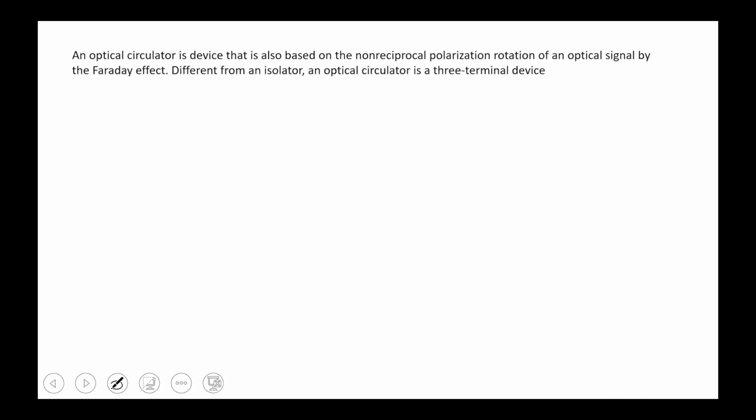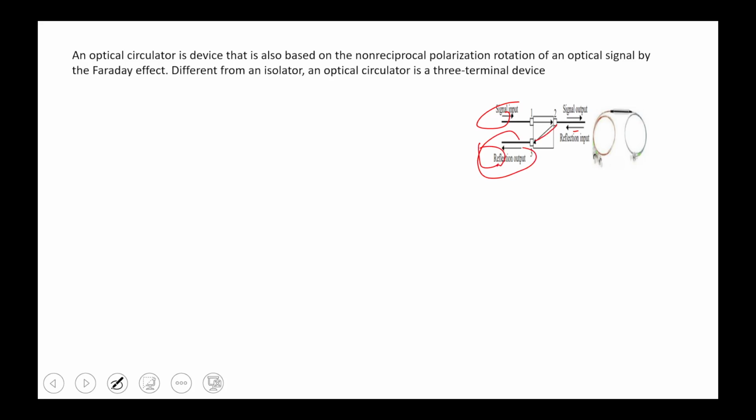An optical circulator is a device that is also based on non-reciprocal polarization. It is also based on the Faraday rotation of the optical signal. Different from the isolator, it will circulate in 3D. This is the real image, and the data sheet will also show you that image. This is the signal output, this is the signal input, and the reflected signal will come out on the third port as the reflection output.